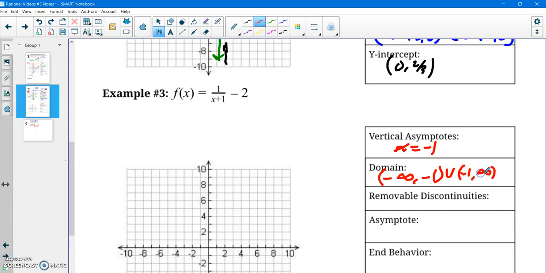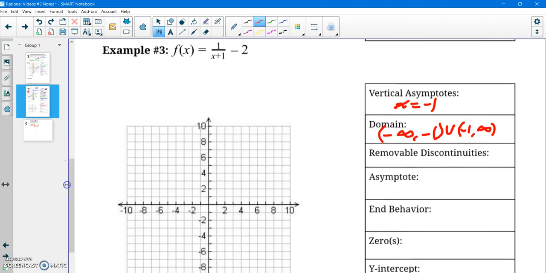Okay, nothing really different. I'll throw down my vertical asymptote at -1. Okay, doesn't have a hole. There's no common factor in the numerator and denominator. How you figure out the asymptote is where it's going to get weird. Okay, so we'll come back to that.